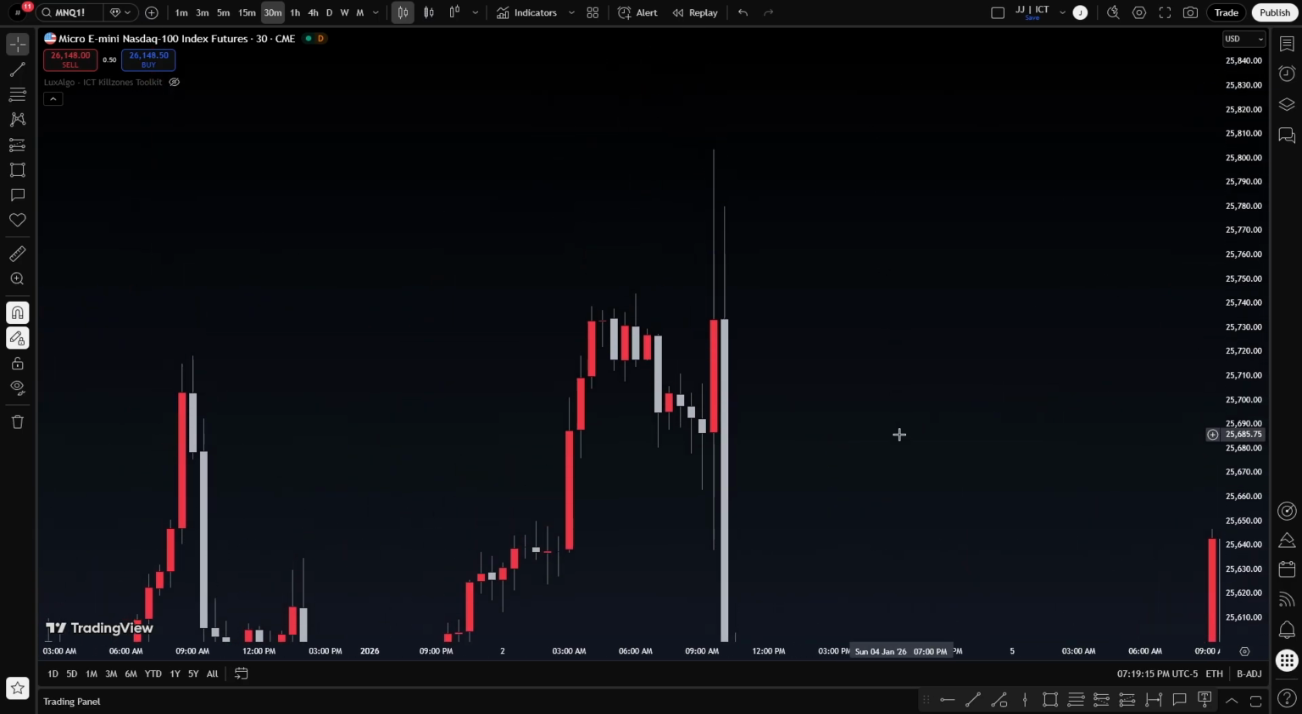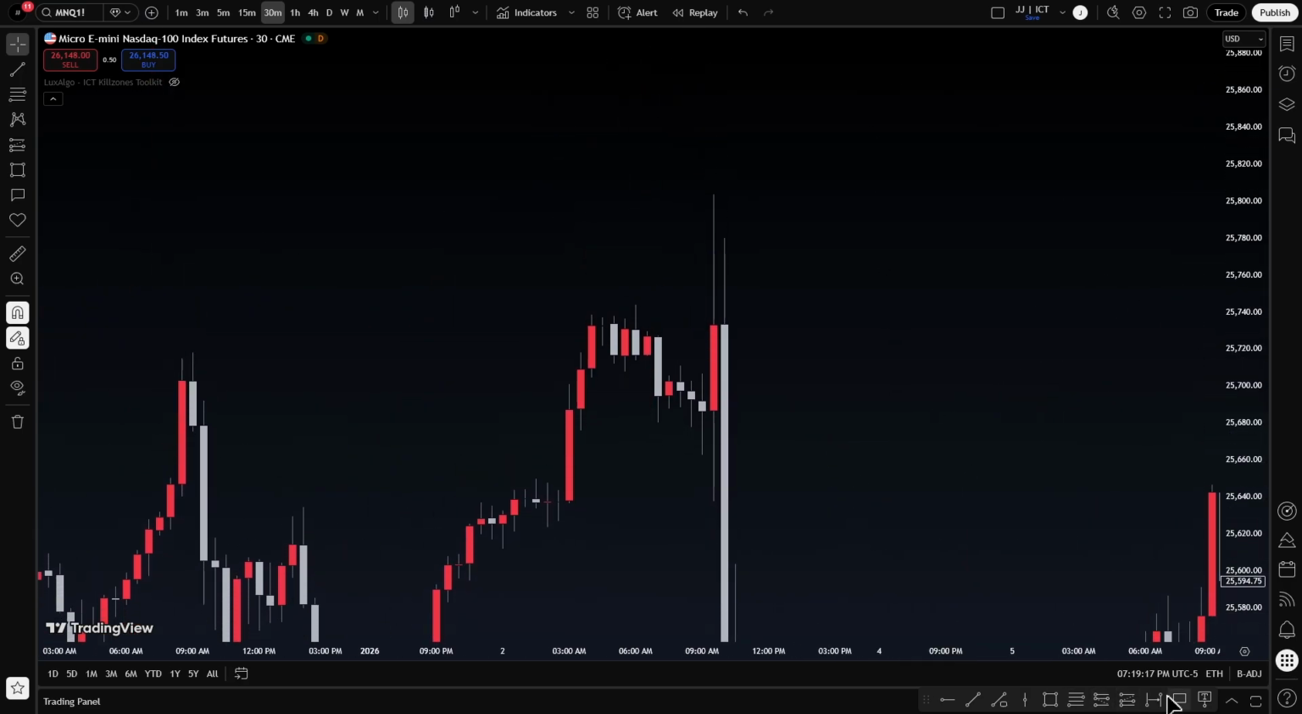We have an accumulation for it. Very, very small one, but accumulation is accumulation at the end of the day.